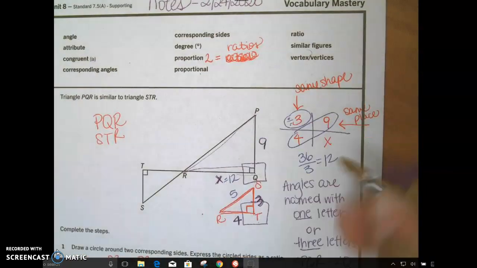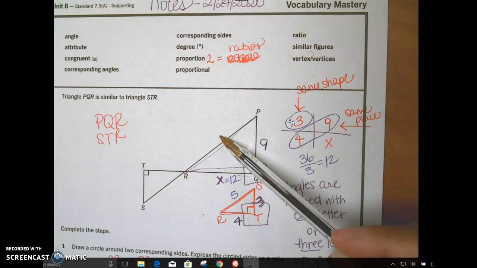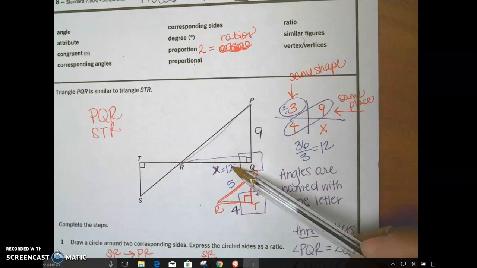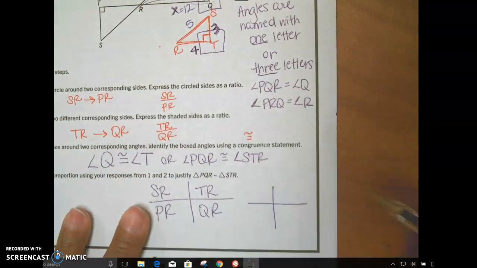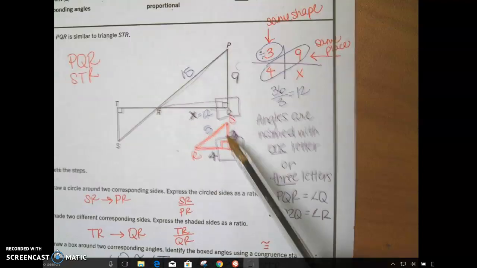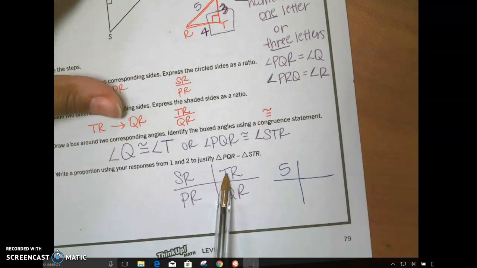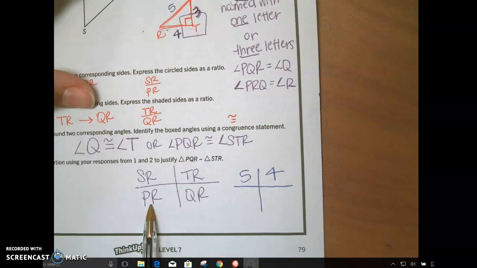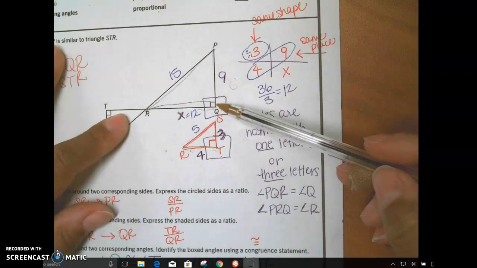And to add a little bit more, if this is a 5, then what is this number up here? If this is 3 and this is 9, and this is 4 and this is 12, then this is 5 and this up here is what? 15. Good. Now I can look at my measures and add numbers to my proportions. Side SR is how long? 5. Side TR is how long? 4. Side PR is how long? 15. Side QR is how long?